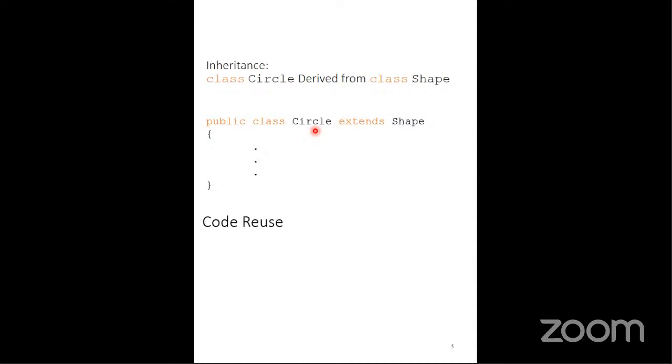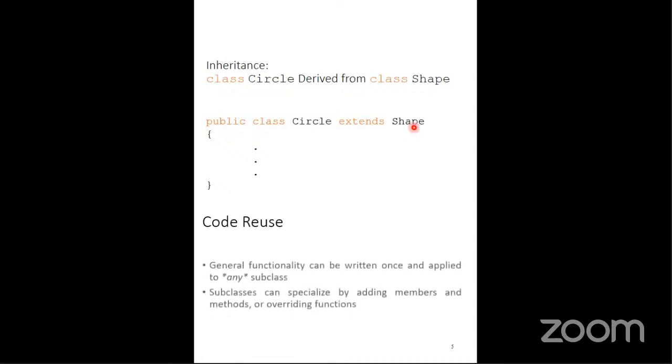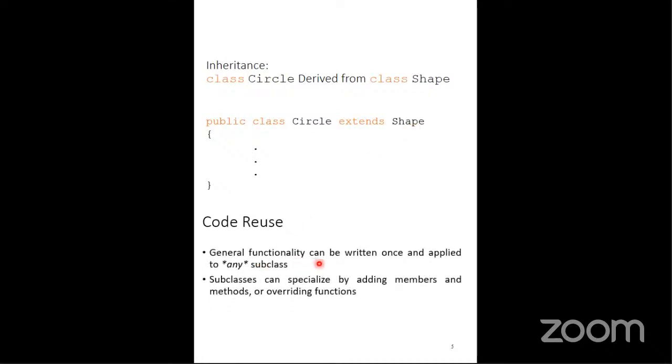The general things which belong to the Shape class are already available in Circle because it is extending the capabilities of Shape. So the basic advantage of inheritance is that general functionalities can be written once and applied in any subclass. Whatever is general to Shape is specified in the Shape class, and now it is readily available to all the classes.